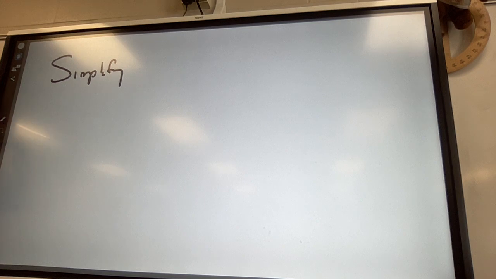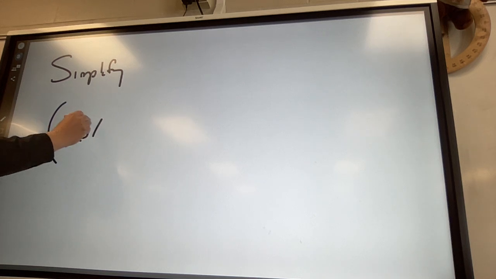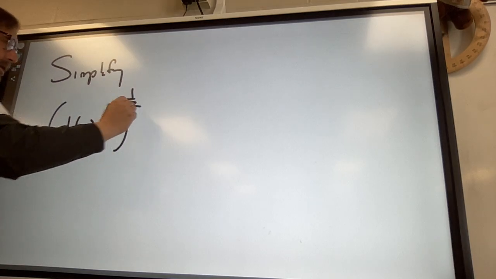When it says simplify, it means to get the number part as small as possible and get the variable as small as possible. Let me show you what I mean. 16x to the fourth, to the 1/2.